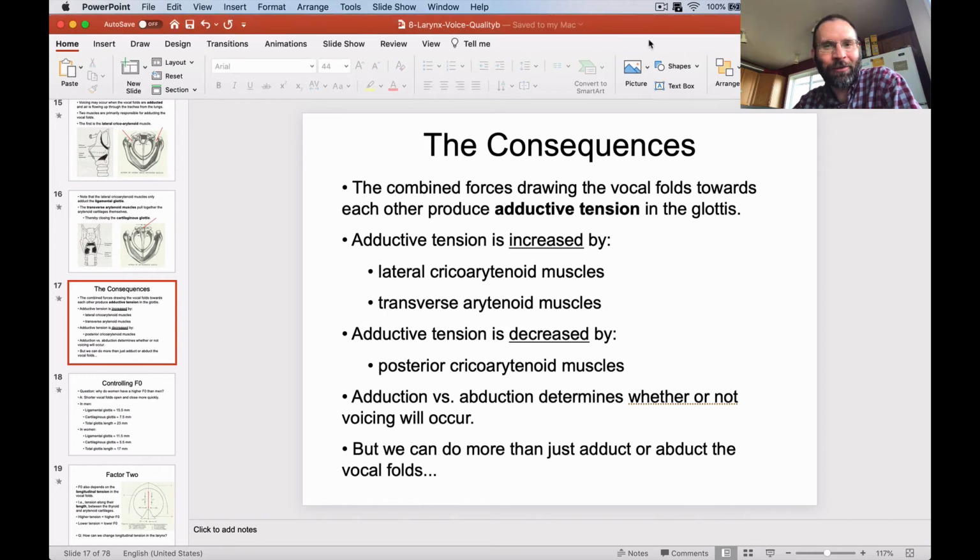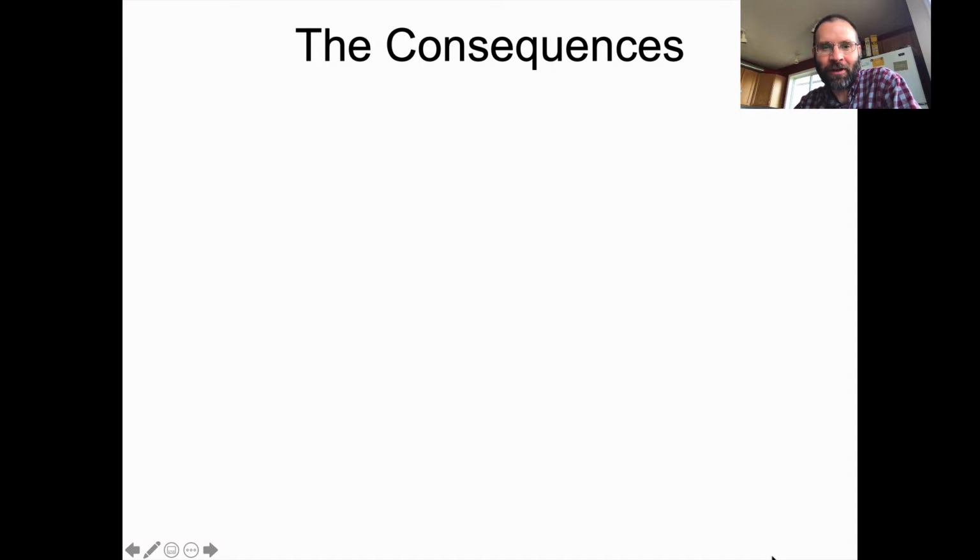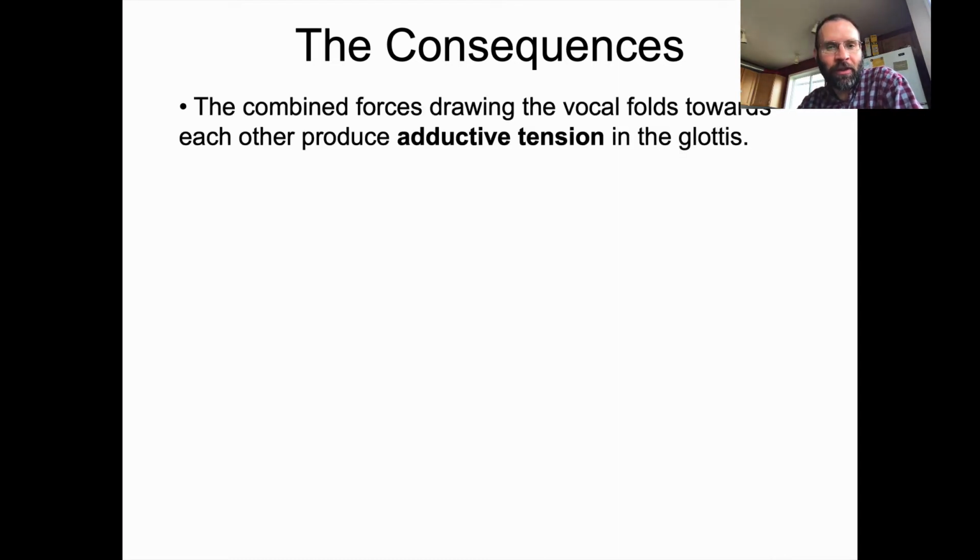All right, we're back with part 2 of this lecture, and we just got finished talking about the various muscles that control the actions of the arytenoid cartilages in your larynx. And now we want to think a little bit about what consequences the actions of those muscles have.